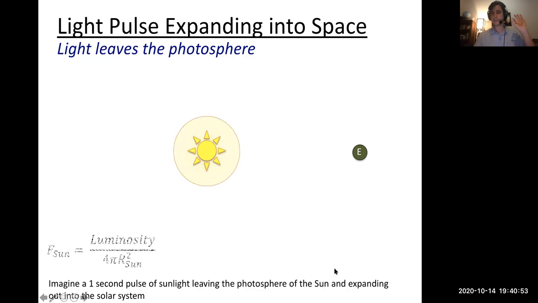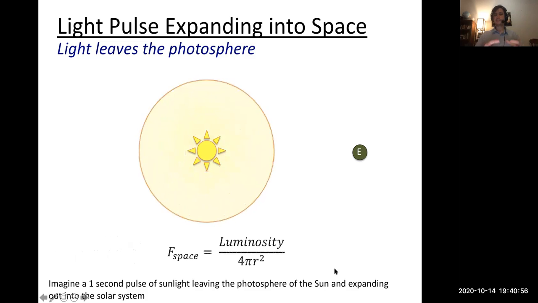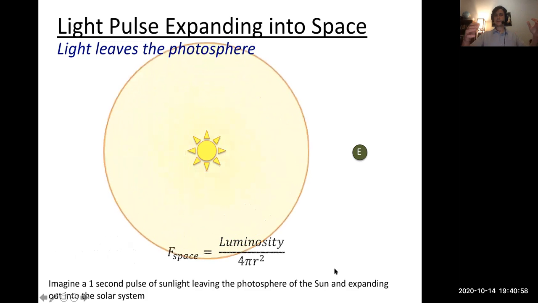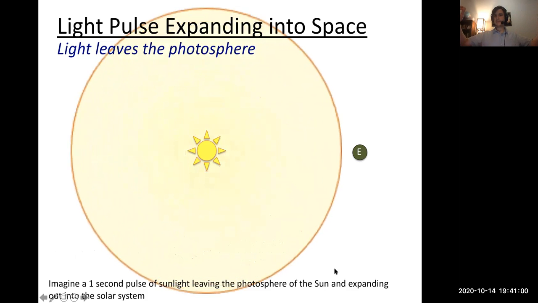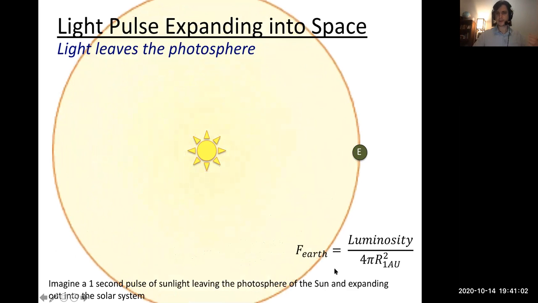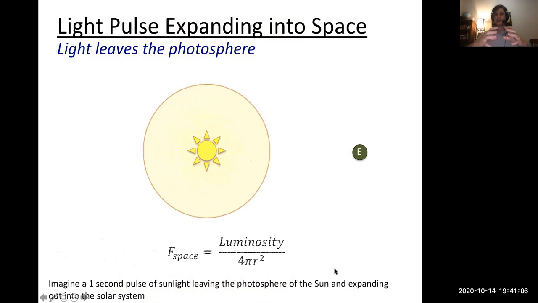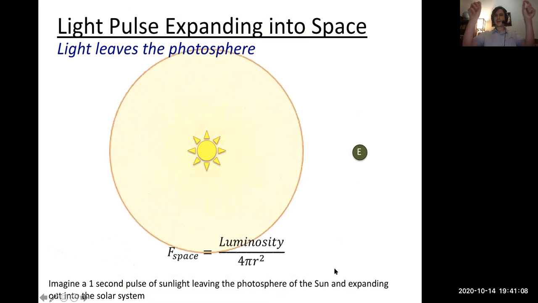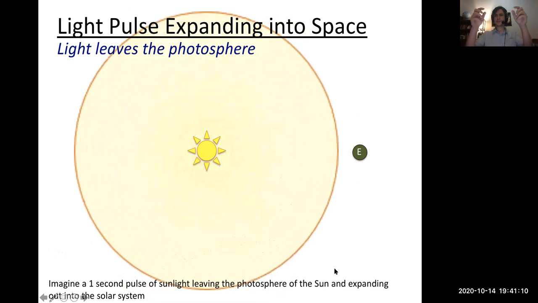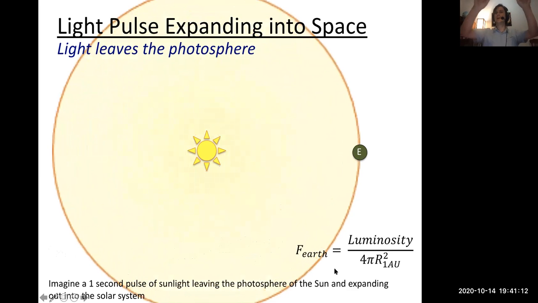That pulse goes out, expanding outward until it reaches the Earth. As that sphere expands, all the energy of the sun that the sun released in 1 second is getting spread out, diluted over the entire surface of this giant imaginary sphere, this giant spherical pulse of light.